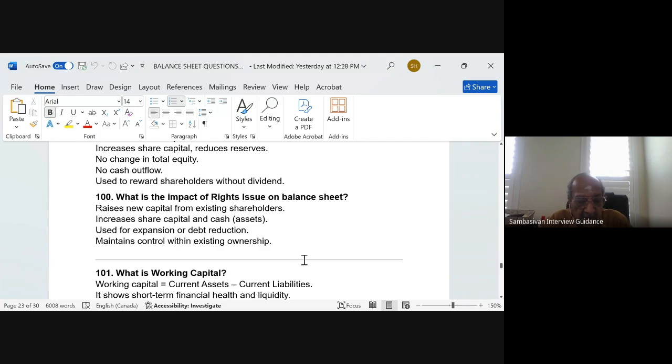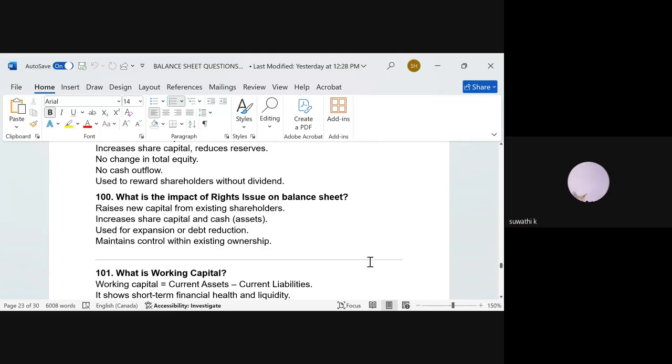Good. Continue. 100. What is the impact of rights issue on balance sheet? Raises new capital from existing shareholders, increases share capital and cash, used for expansion or debt reduction, maintains control within existing ownership.